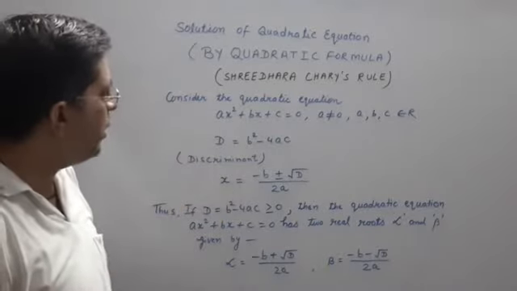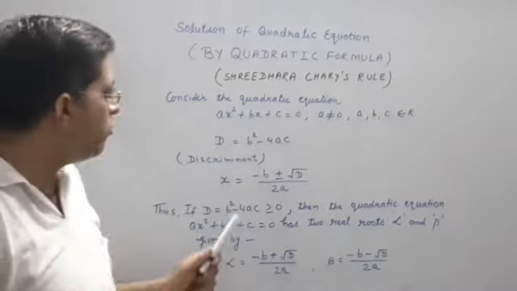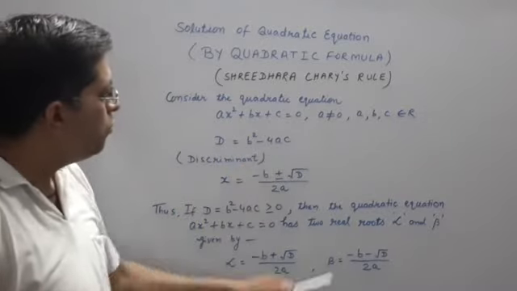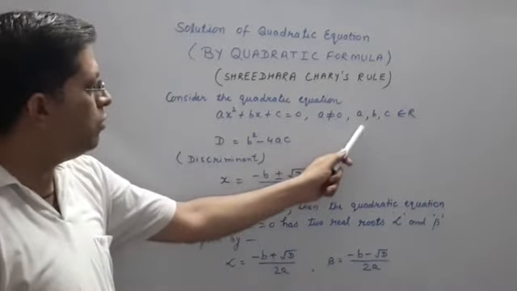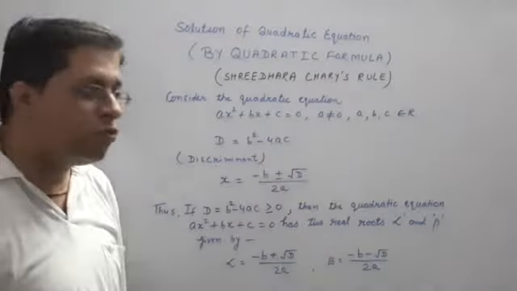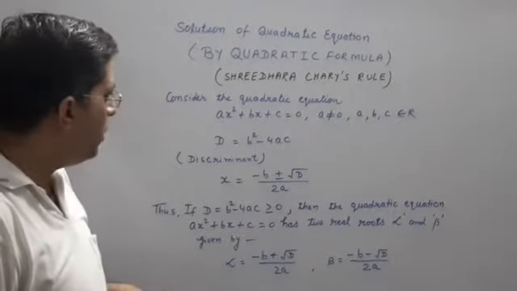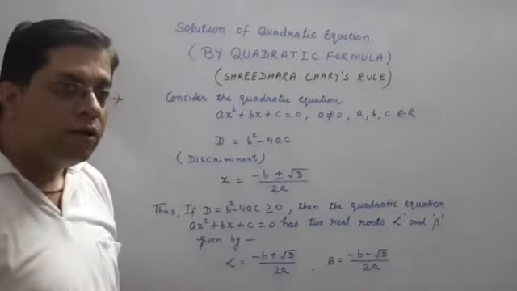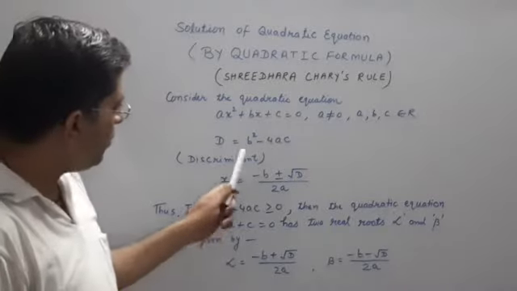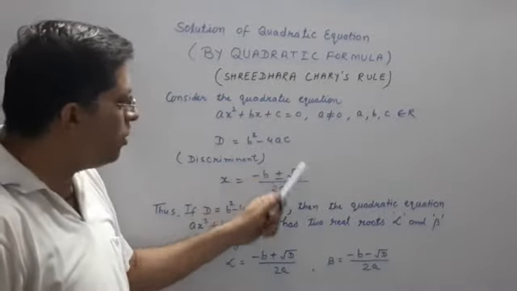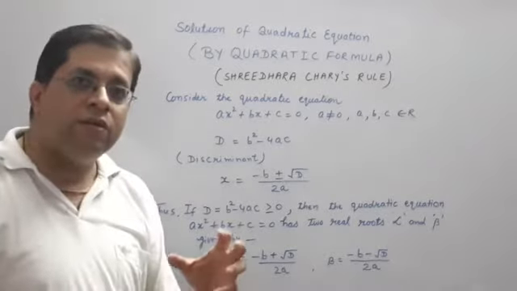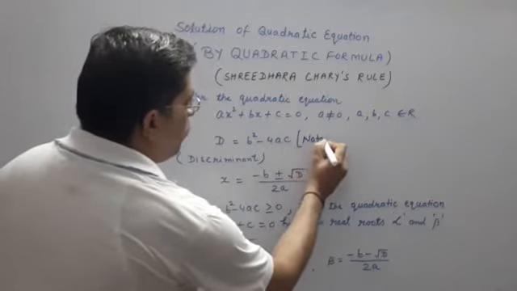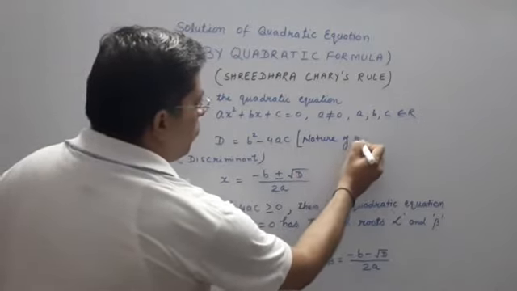Consider one quadratic equation. We know the general form of a quadratic equation is ax square plus bx plus c equal to 0, where a is not equal to 0 and a, b and c belong to any real number. Here we have to find capital D. D shows the discriminant. Discriminant is b square minus 4ac. Discriminant gives us the nature of the roots.